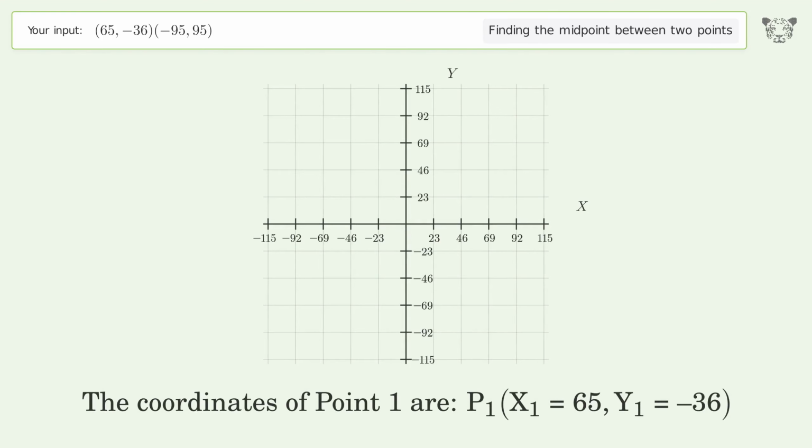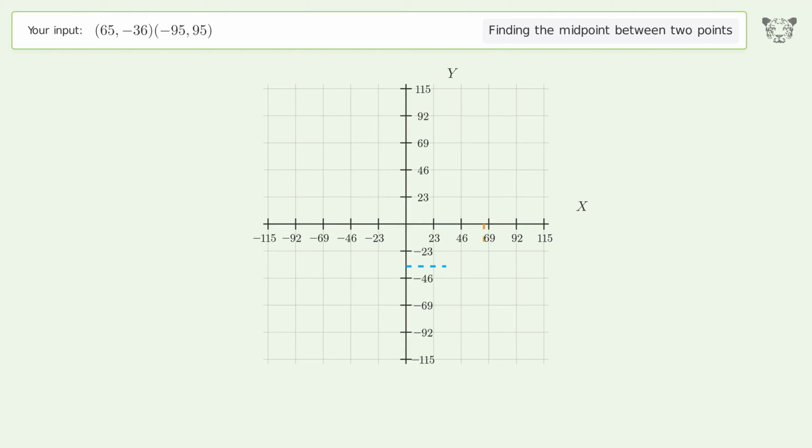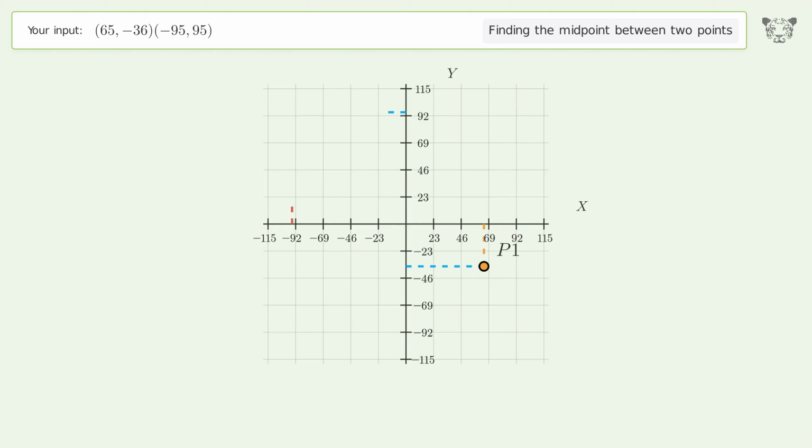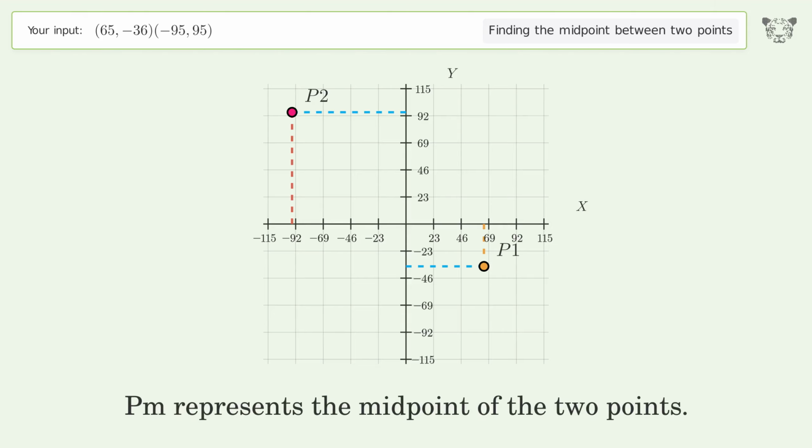The coordinates of point 1 are x1 equals 65, y1 equals negative 36. The coordinates of point 2 are x2 equals negative 95, y2 equals 95. PM represents the midpoint of the 2 points.